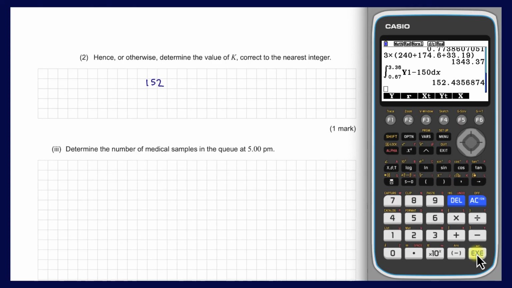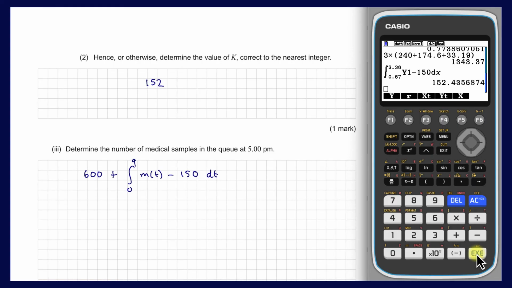Now, the last calculation for this question, in fact for this booklet, is to determine the number of medical samples in the queue at 5 p.m. Well, the thing to remember here is that there's that number 600, which is where the queue starts, and then to that queue is added the amount that is arriving, so that's the integral from 0 to 9, and that's the amount arriving, m of t, minus the number processed, which is 150. And that's the calculation that will give us the number in this queue at the end of the day.